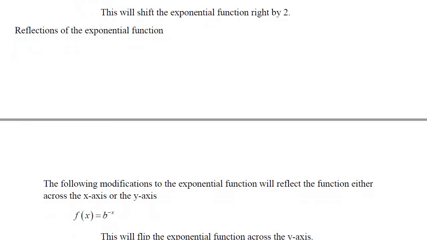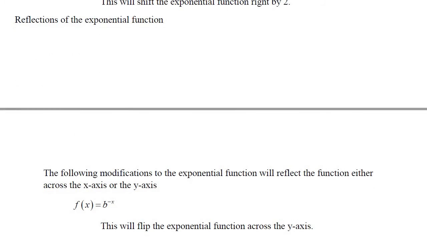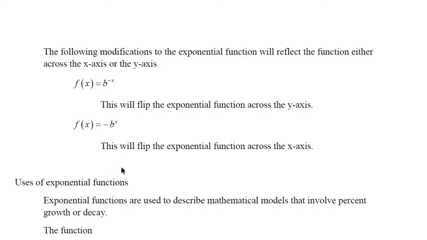Now let's take a look at reflections. The following modifications to an exponential function will reflect the function either across the x-axis or the y-axis. So if I have f of x is equal to b raised to the negative x, this will flip my function around the y-axis. If I have f of x equal to negative of b to the x, the negative is out in front rather than inside the exponent, that'll flip my function across the x-axis.